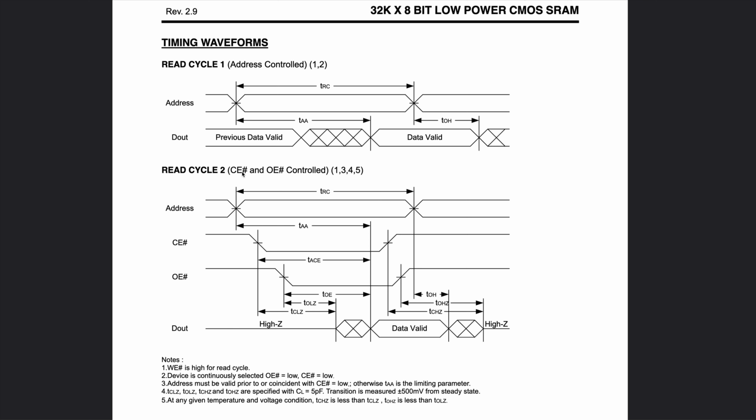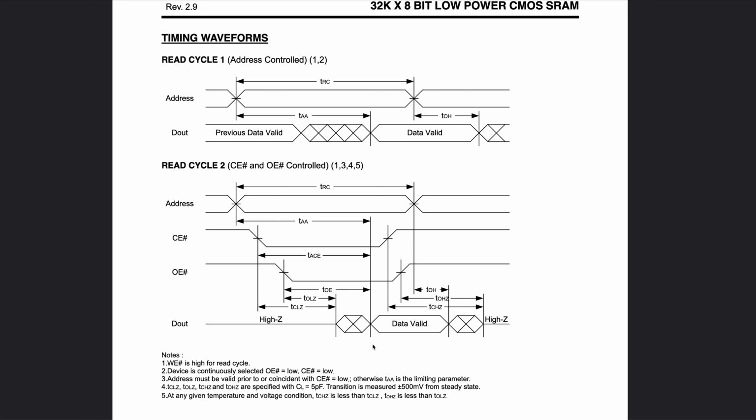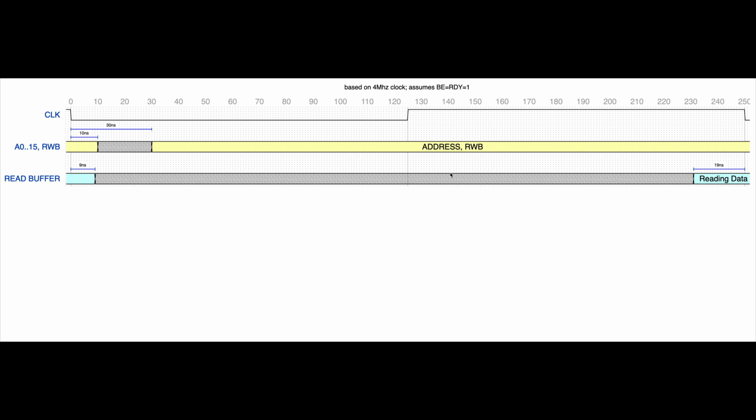We're going to be controlling the chip enable and the output enable in each clock cycle. So this is the cycle that we're going to be interested in. So let me get started on the timing diagram. Okay, so this is the basic state of the bus. I'm basing my diagram on a 4 MHz clock, which is our target. We have the clock here running for 250 nanoseconds each period.